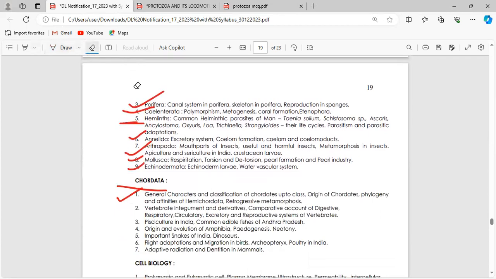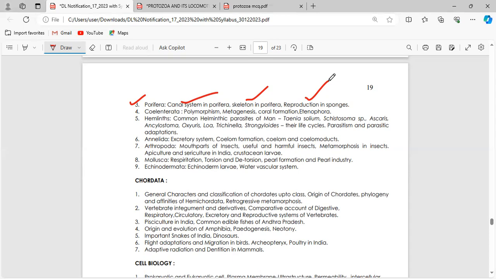Okay, next, Porifera. In Porifera, they have given the canal system, skeletal system, and reproduction in sponges. See, each phylum has unique features. For example, in Porifera it is the canal system. In Echinodermata, there is a water vascular system. In Arthropoda, as the name suggests, jointed appendages are present. In Annelida, they are said to be the segmented worms. So each and every phylum has unique features. We have to focus on those unique features.